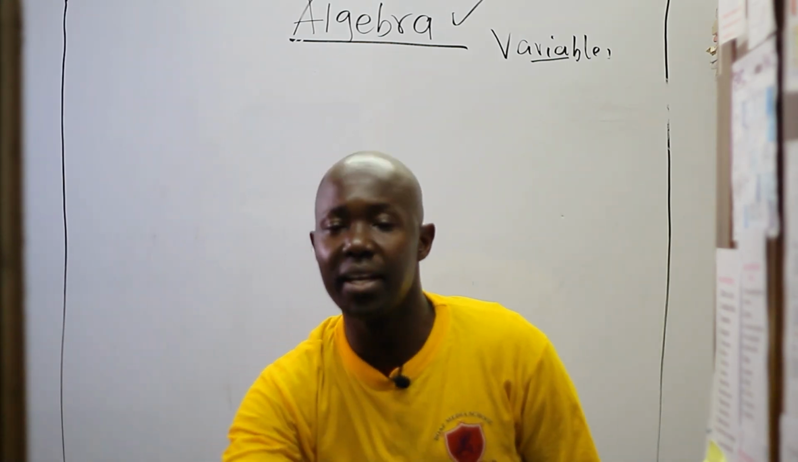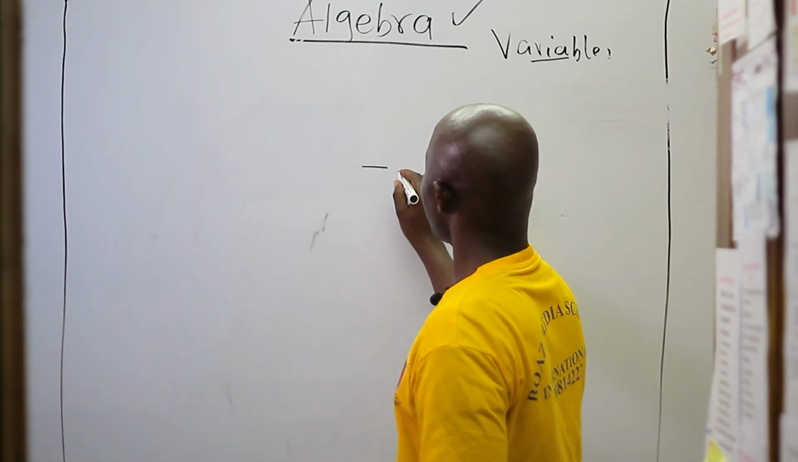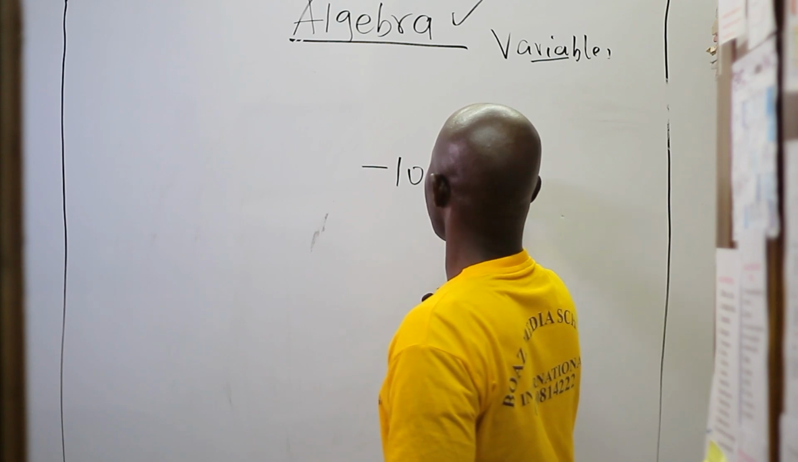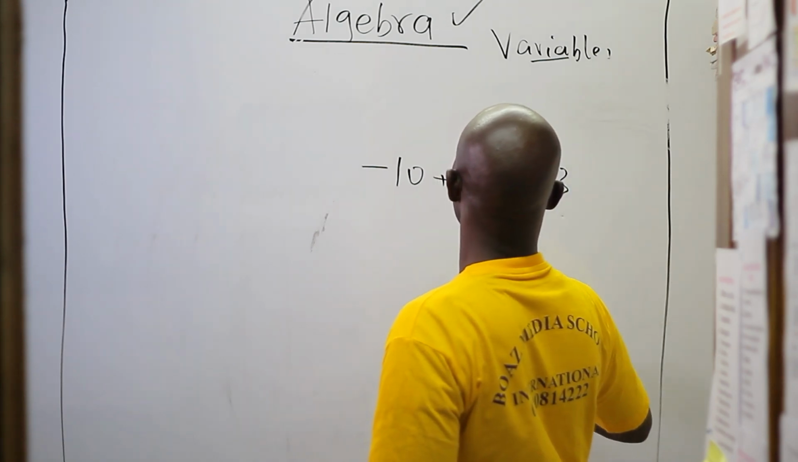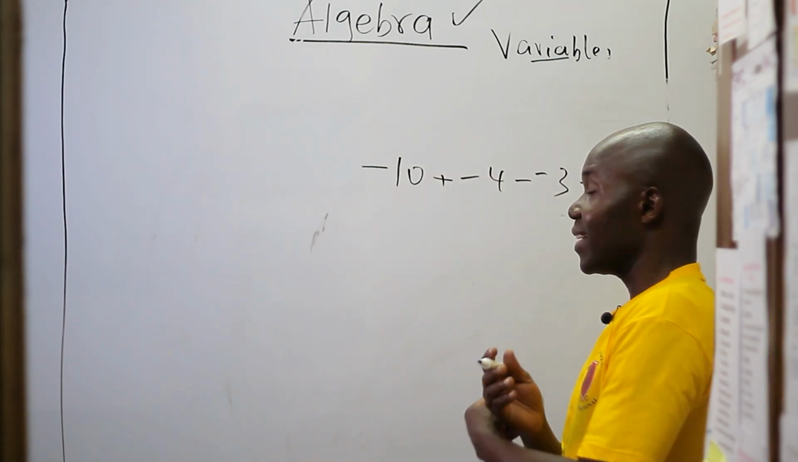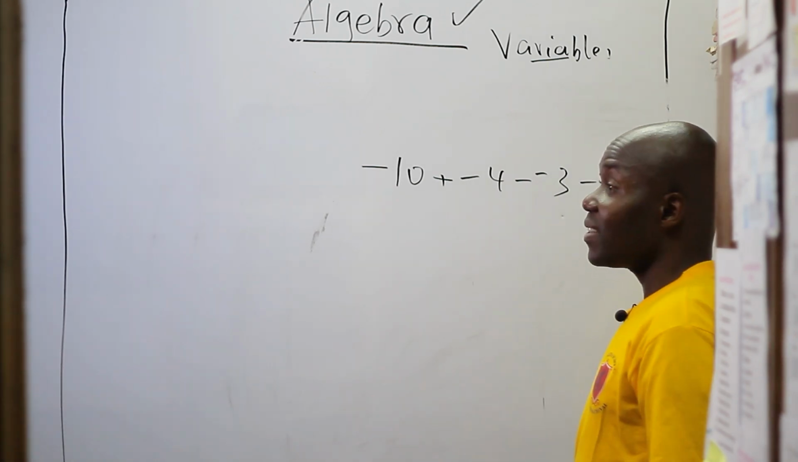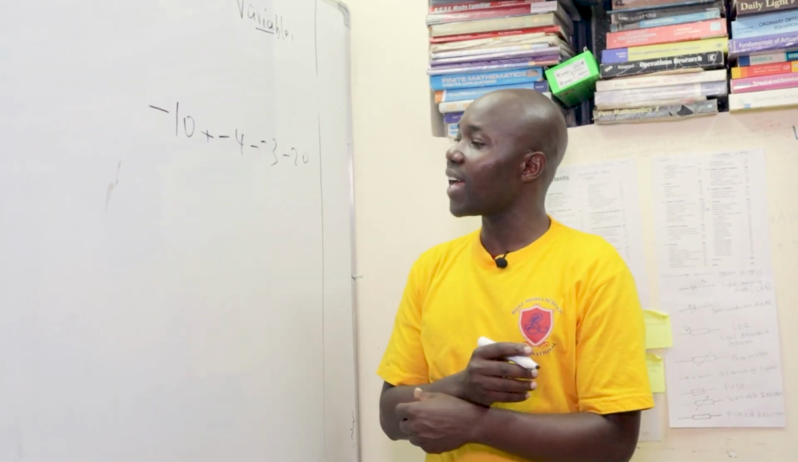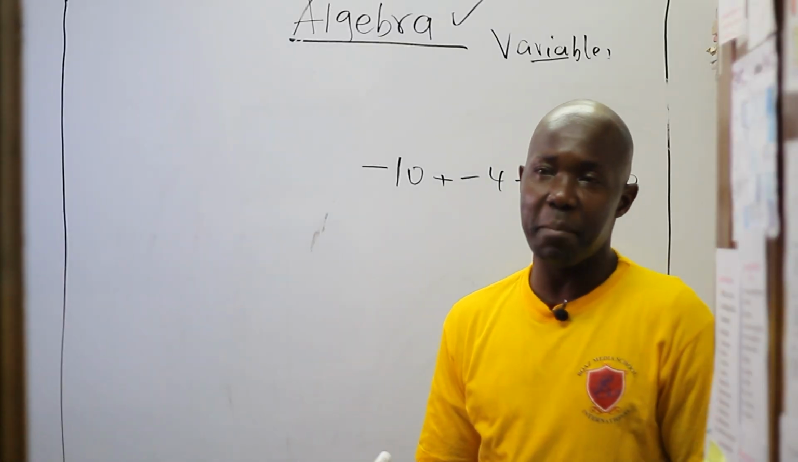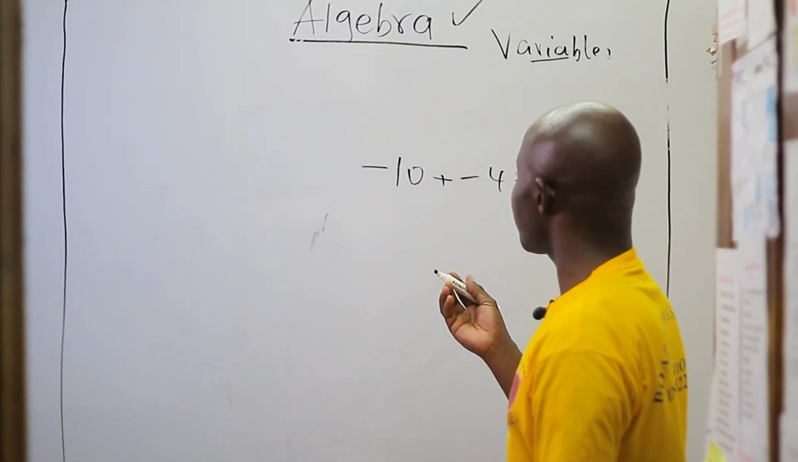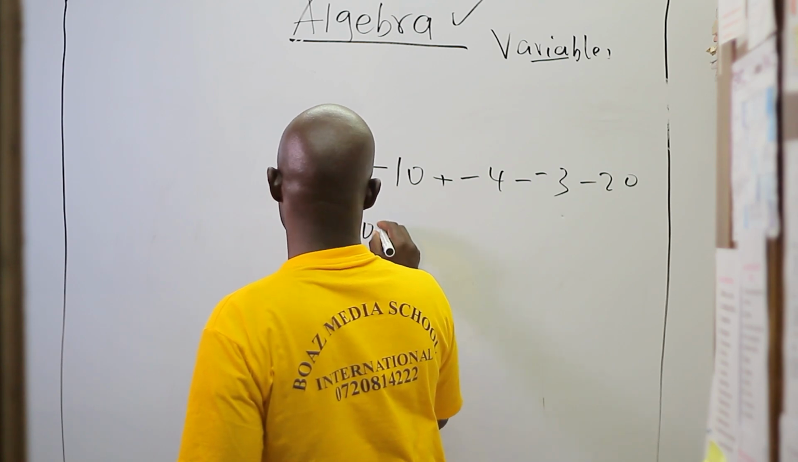Like somebody just comes and gives you, what is negative 10 plus minus 4 minus 3 minus 20? A student sees this problem and starts wondering, hey, what is this problem all about? It's very simple. What you're supposed to do, write BODMAS.